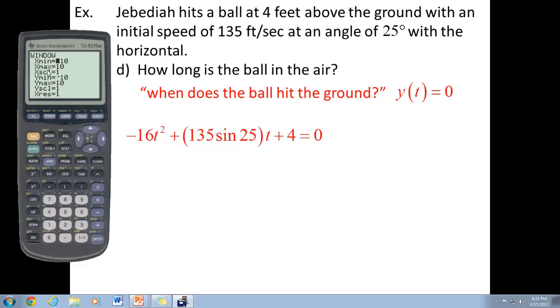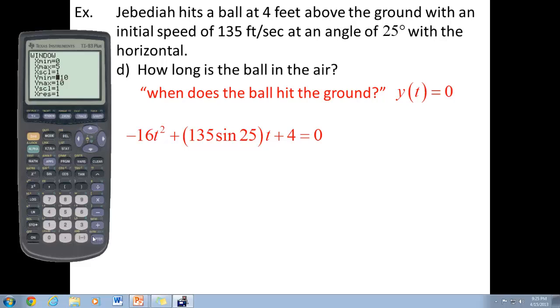X represents your time. So let's go ahead and start at time 0, and let's only go 5 seconds, because it was already on its way down after 3 seconds. So just give it a couple of extra seconds, it'll probably hit the ground by then. If not, we'll go ahead and adjust that.